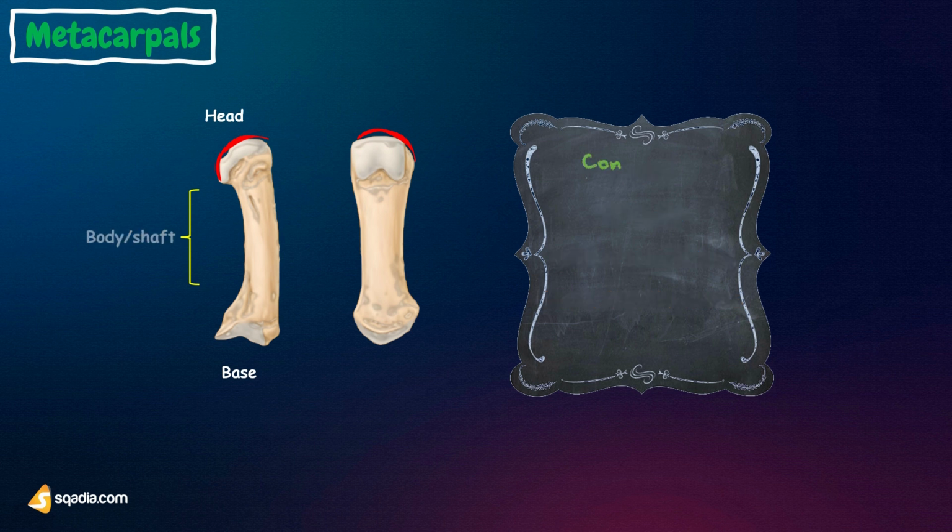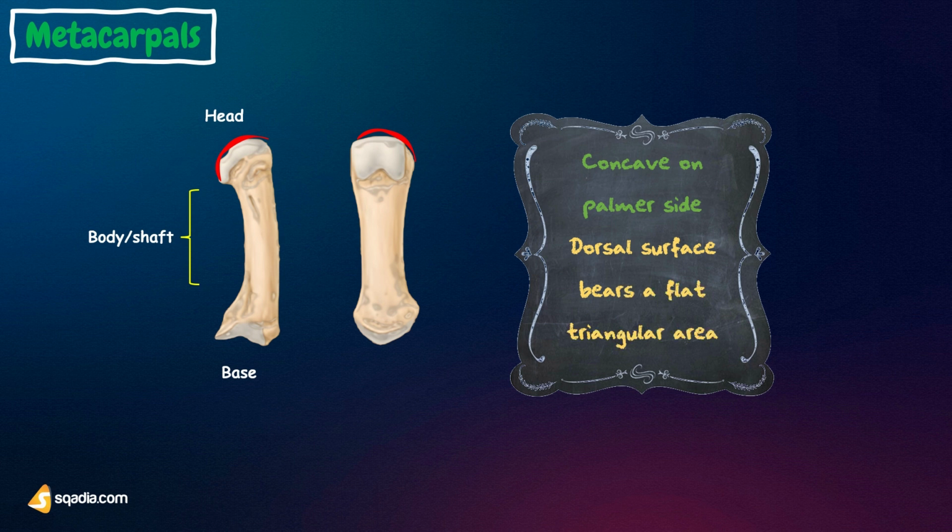The shaft is concave on the palmar surface. Its dorsal surface bears a flat triangular area in its distal part. The base is irregularly expanded.